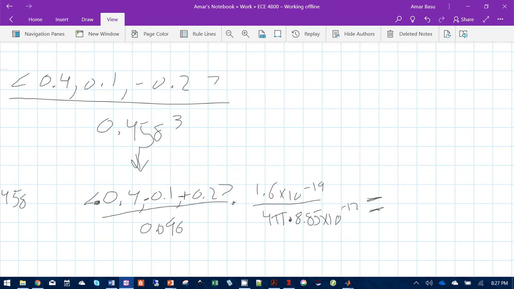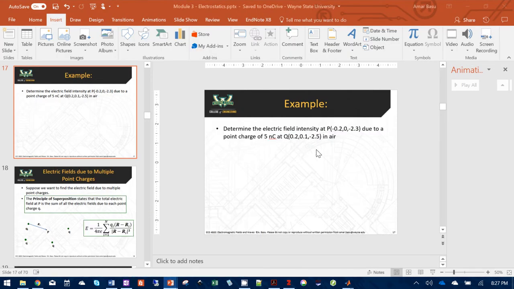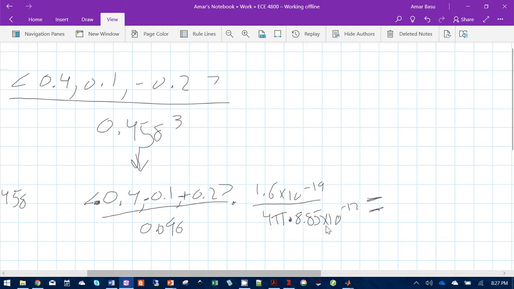That's the charge of the proton. This one's actually telling you what the charge is. Oh, okay. So 5 nanocoulombs would be 5 times 10 to the 9. Sure.